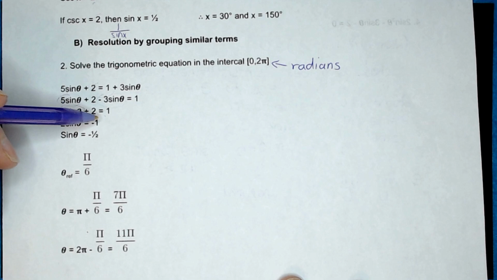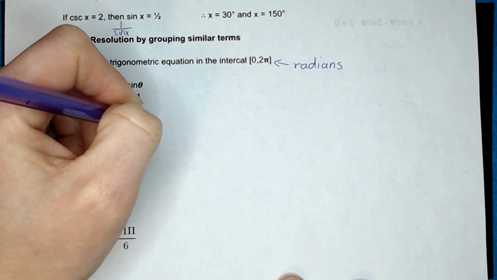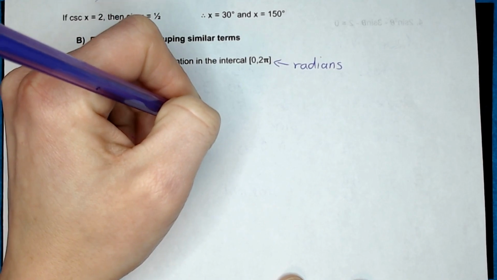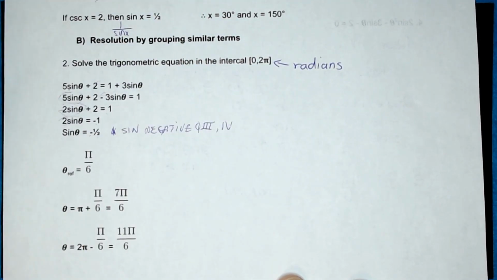Divide both sides by 2. Sine theta equals -1/2. Remember that sine is negative in quadrants 3 and 4. So your answer is going to be somewhere in those quadrants.